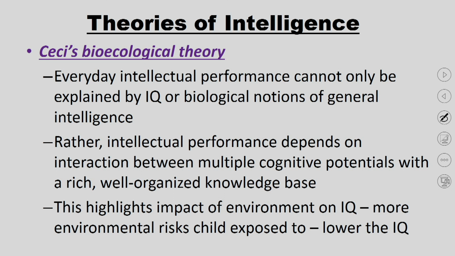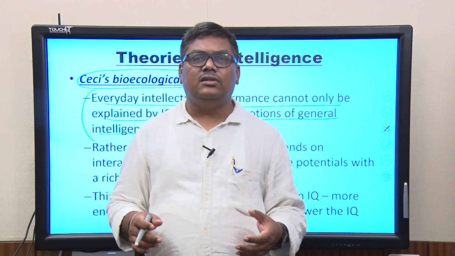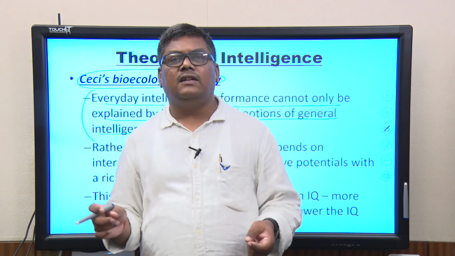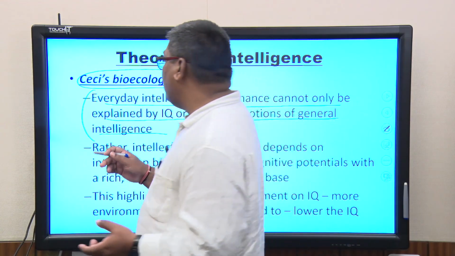And so, the last theory in this section is called the CC's biological theory. It's a very basic theory, and what it says is that everyday intellectual performance cannot only be explained by IQs or biological notions of general intelligence. So, CC says that intelligence is not only general intelligence or biological, inherited factors, but the environment has a lot of role to play.